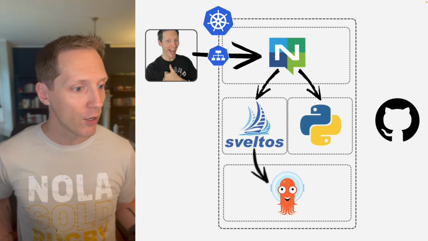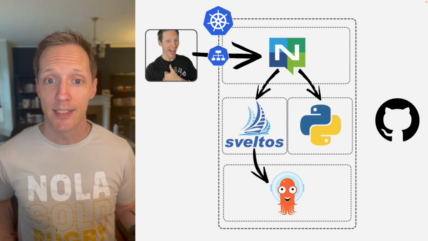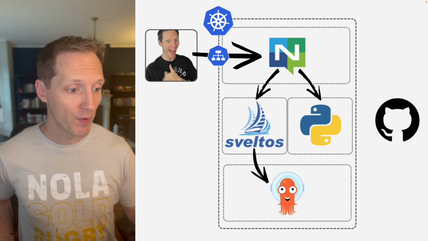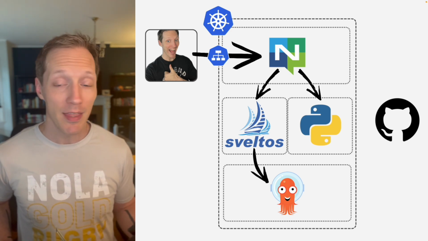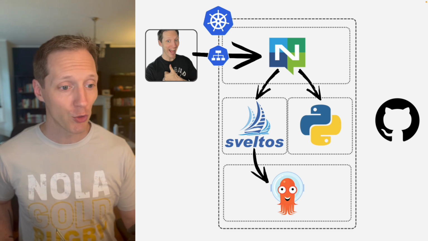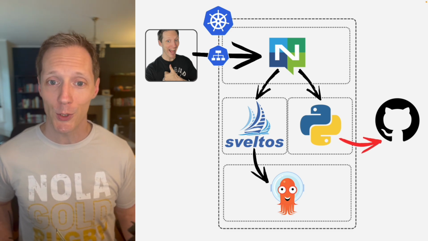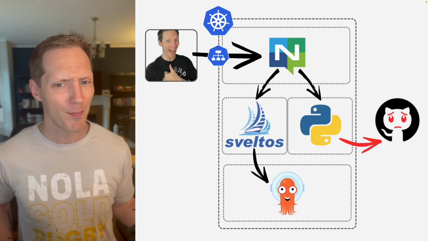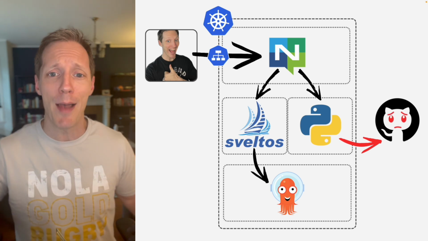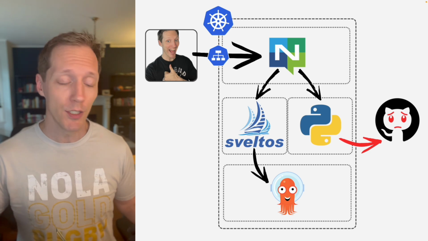So I push an event to NATS. It's going to get fanned out. Sveltos is going to create that application in Argo CD at the same time that my Python app is going to try and create a repo in the Microsoft org. Well, GitHub is not going to like that. So let's find out what happens. Let's go beyond the happy path and see what we can do.